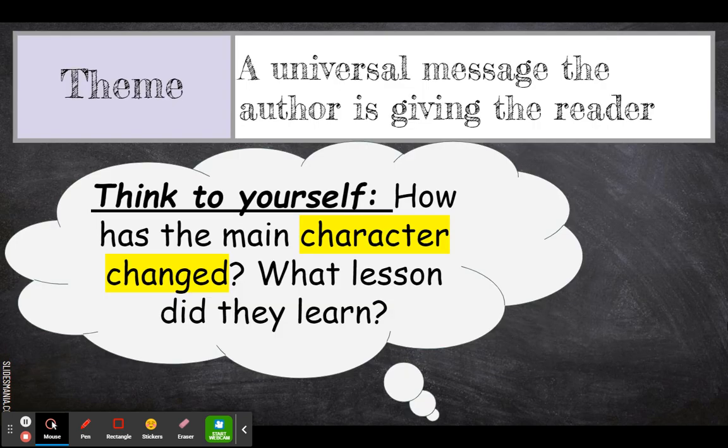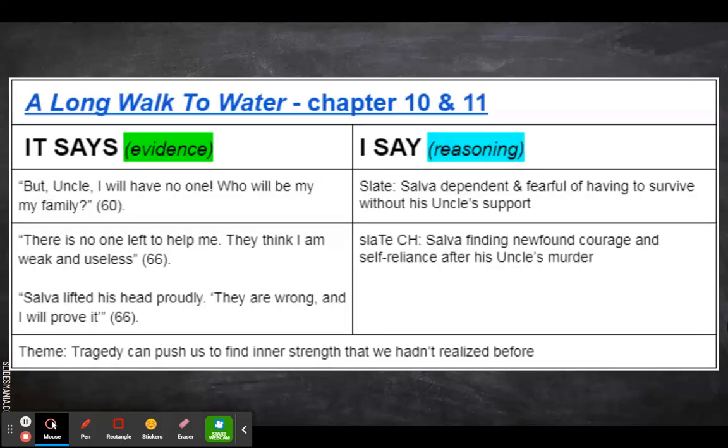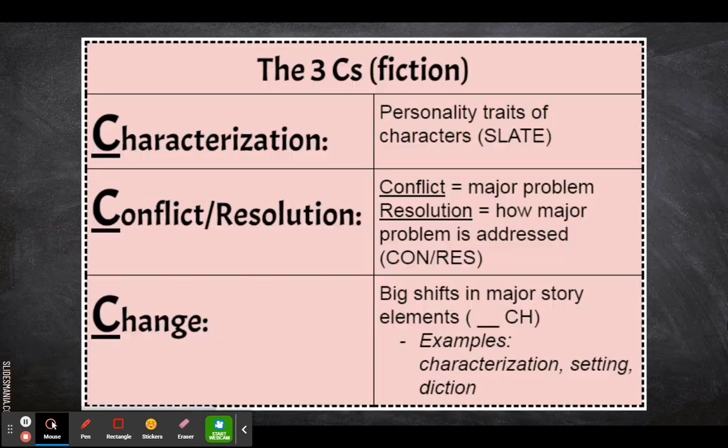Now I ask myself, how has the main character changed? Based off that, what lesson did he learn? Or, what message is the author trying to give me, the reader? That's the theme. I think the author is trying to tell me that tragedy can push us to find inner strength that we hadn't realized before. That's my theme. You see it at the bottom.